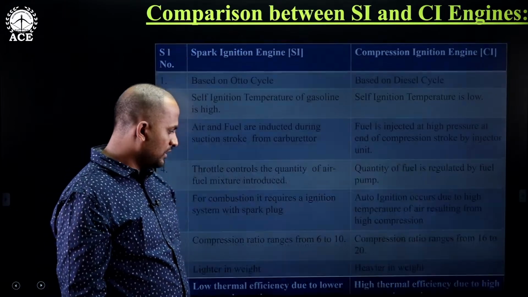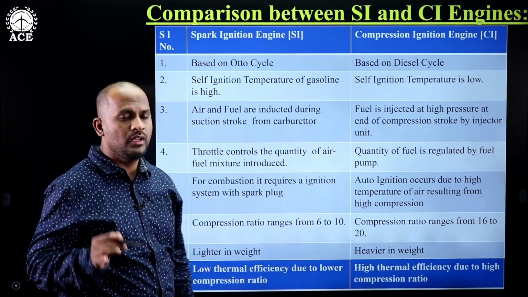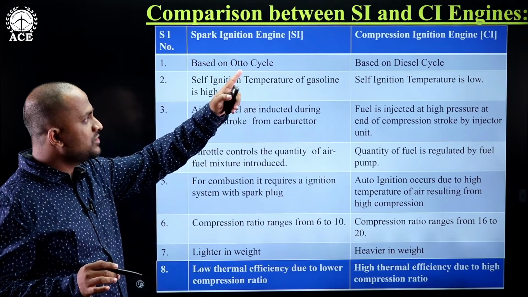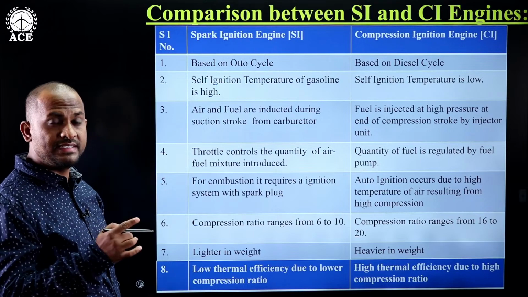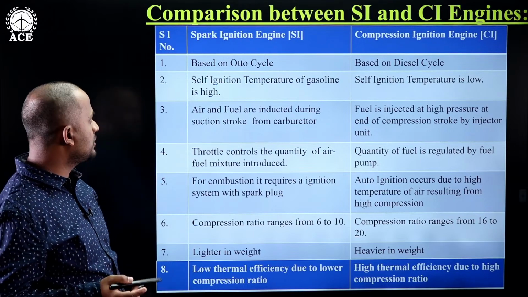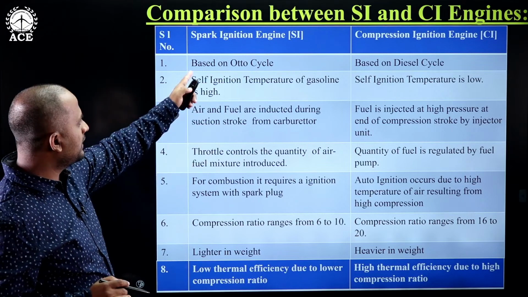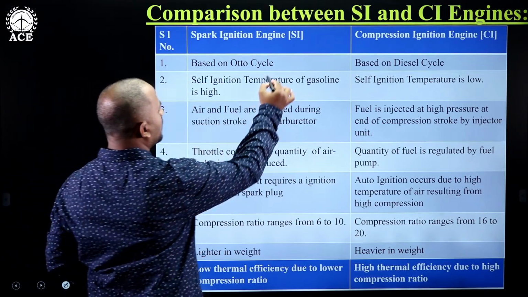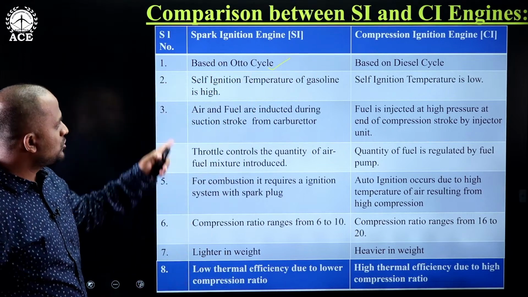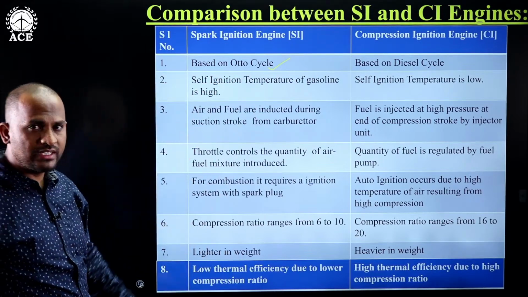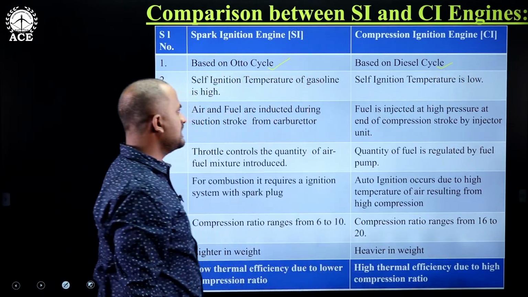Now let us see the major differences, or the comparison, between the SI engine and the CI engine. SI means spark ignition engine, CI means compression ignition engine. The first one is based on the thermodynamic cycle. The spark ignition engine is based on the Otto cycle, whereas the compression ignition engine is based on the diesel cycle.